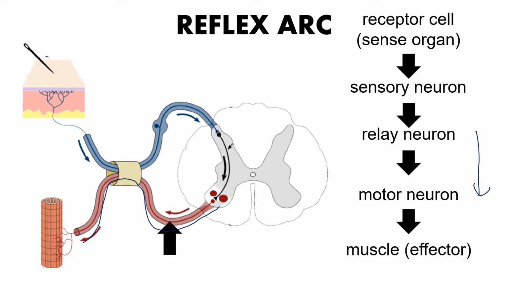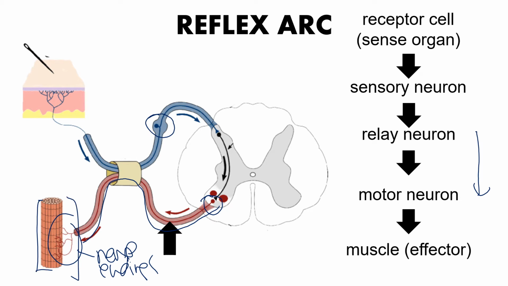How can we know that this is actually the motor neuron? First, we look at the cell body. As you can see, the cell body of the motor neuron is inside the spinal cord, compared to the sensory neuron, whose cell body is not located inside the spinal cord. That is the first. The second is the nerve ending. The nerve ending of the motor neuron is attached to this particular effector known as muscles. So that is how we know it is a motor neuron.